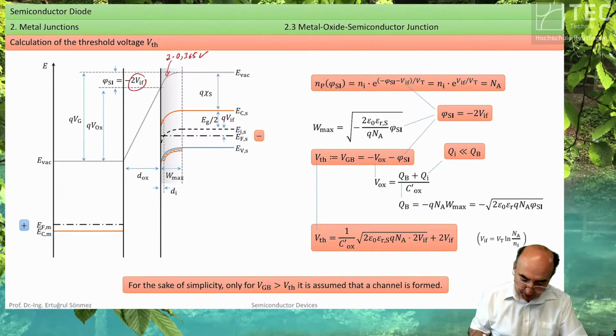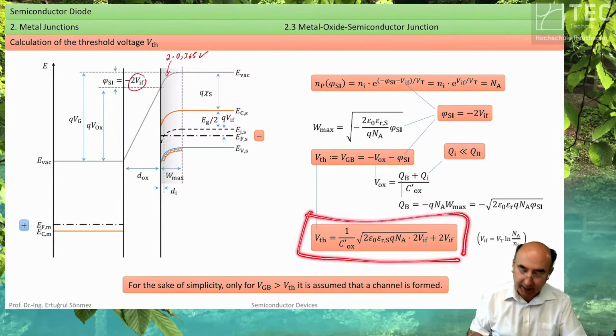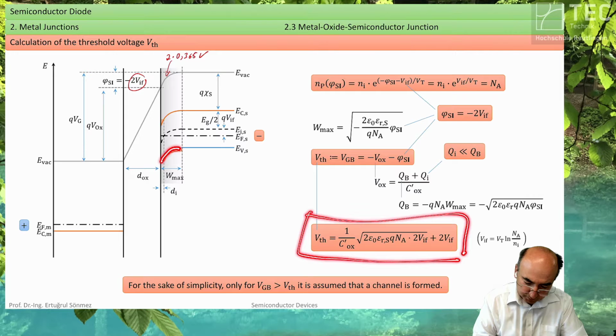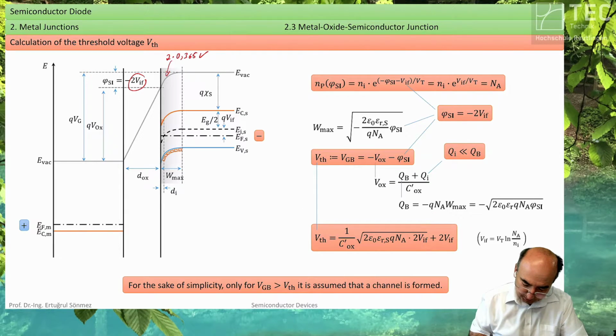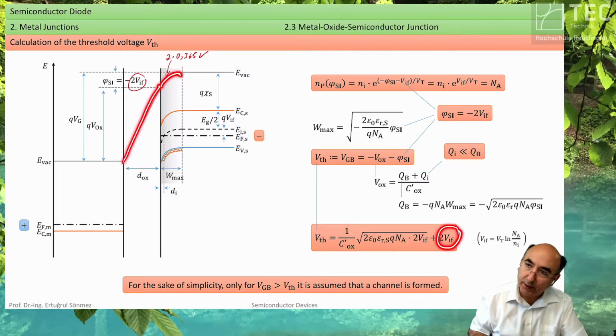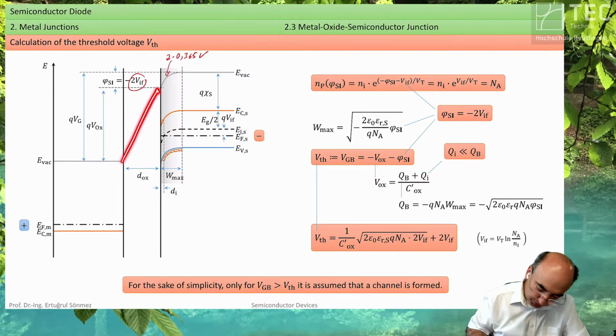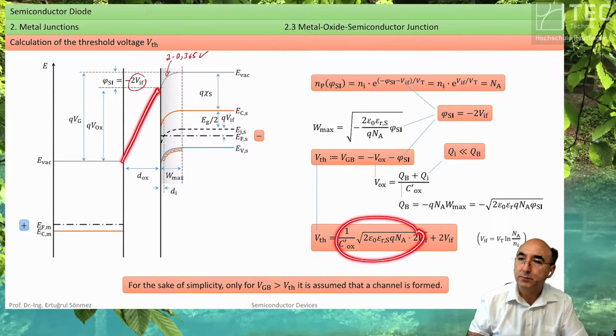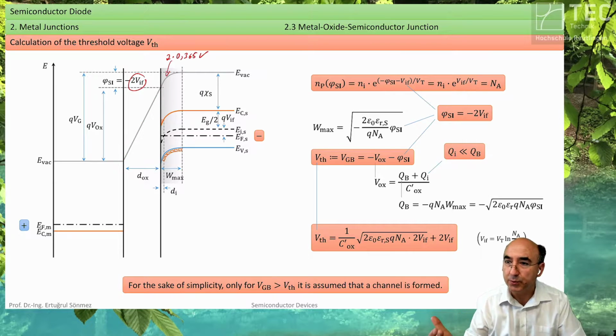Okay, so therefore we have derived the threshold voltage as a surface potential, which is given as a charging value for the capacitor, plus the surface potential. The surface potential is here, and the charging value is here. So it is the sum of these two values.